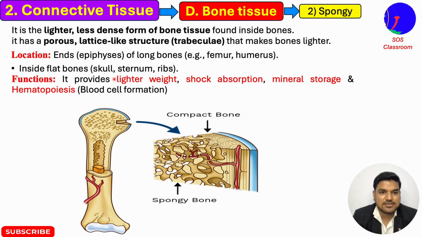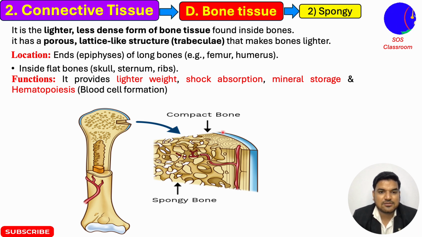Locations: the ends of the epiphysis. This is the end of the epiphysis of a long bone, for example the femur and humerus. It is also found inside flat bones like the skull, sternum and ribs. What is the function of spongy bone? It provides lightness because of the trabecular structures, reduces weight, provides shock absorption, stores minerals like calcium and phosphorus, and carries out hematopoiesis, which means formation of blood cells.